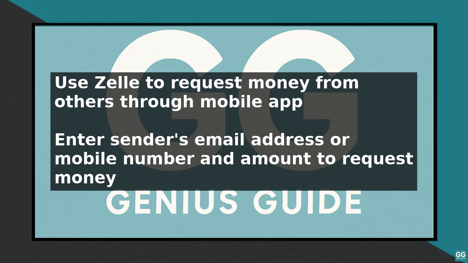In addition to sending money, you can also use Zelle to request money from others. To request money, open the Zelle app or your bank's mobile app and select the option to request money. Enter the sender's email address or mobile number and the amount you want to request. The sender will receive a notification with instructions on how to send the money.